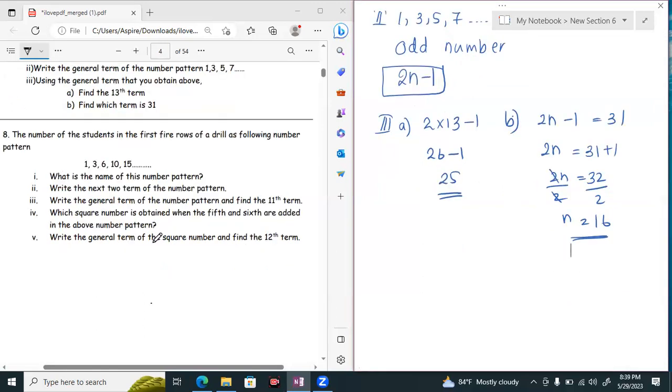The number pattern of the students in the first 5 rows of a drill is as follows. Okay, read the question and try to give the answers. Please give your answers.